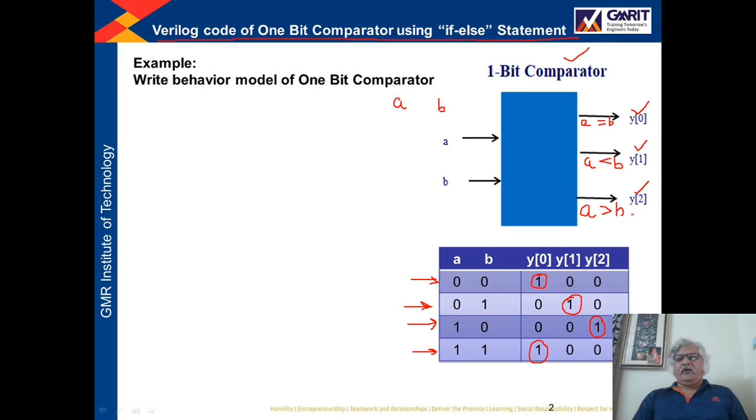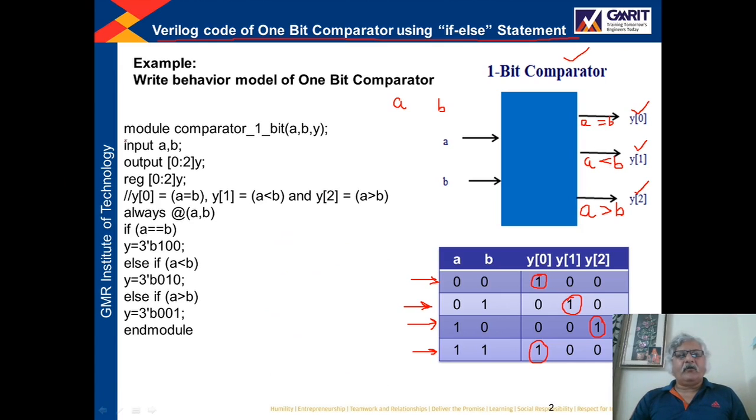So I have to write the Verilog module for this functionality, right? This is a single-bit comparator which is comparing two single-bit numbers A and B. Depending upon the numbers, it is generating a high value at one of the outputs, right?